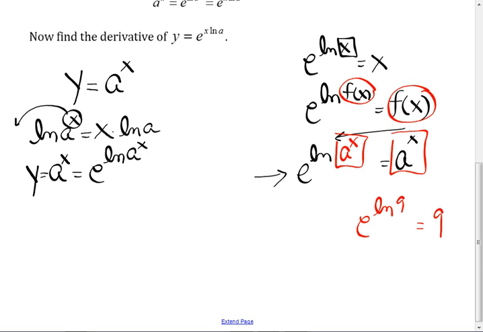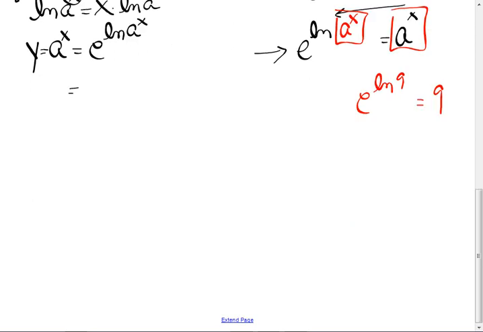And now I'm going to bring that exponent down. So it's e to the x times the log of a. Now, a is just a number, like 2. Doesn't matter. It's just a number. Now can I take the derivative? Because this is just a constant.